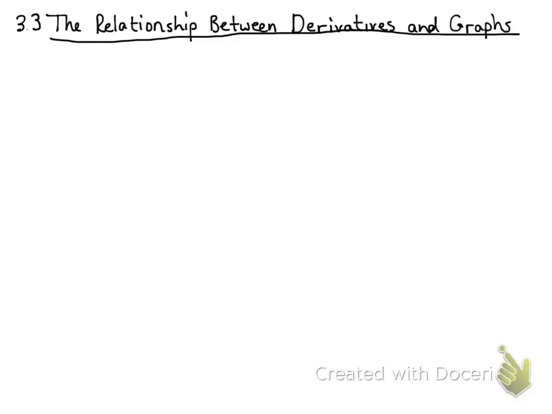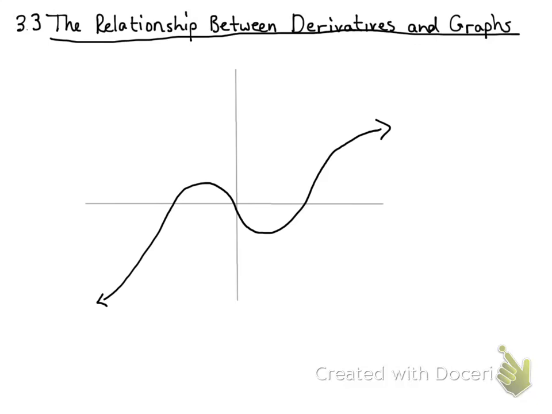Okay, we're going to talk about section 3.3, how derivatives affect the shape of a graph. So here's the graph of a function. First, we need a little bit of vocabulary, so we can talk about different pieces of the graph having different properties.